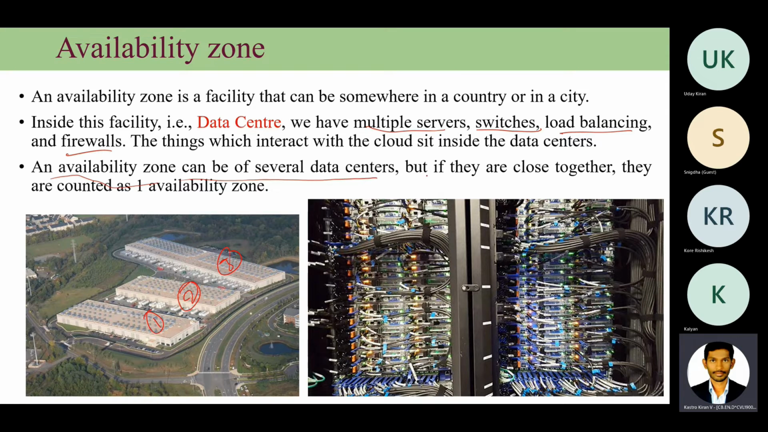But if the availability zones are close together, they are counted as one availability zone only. That means if the distance between any two availability zones is less than 100 kilometers, even though we have two availability zones, they are considered as a single availability zone. That's what an availability zone is.